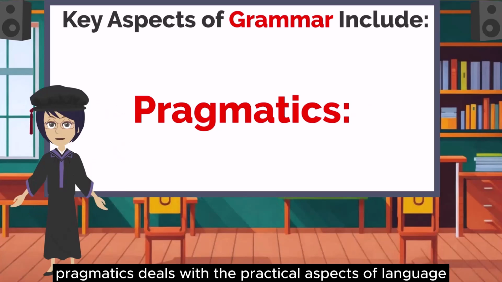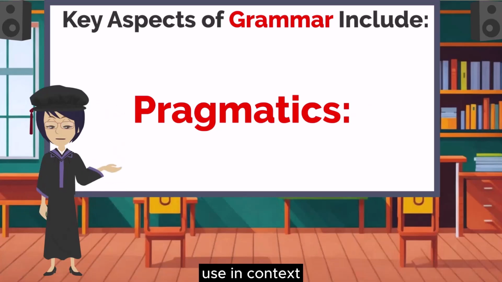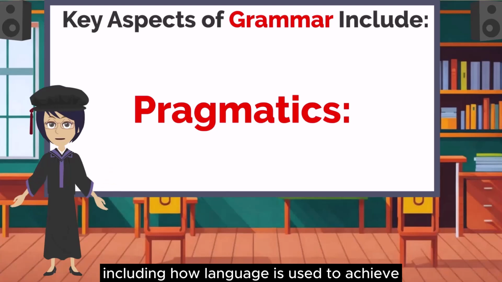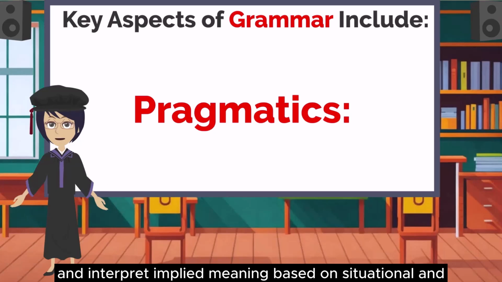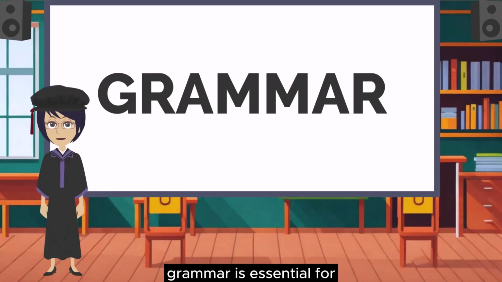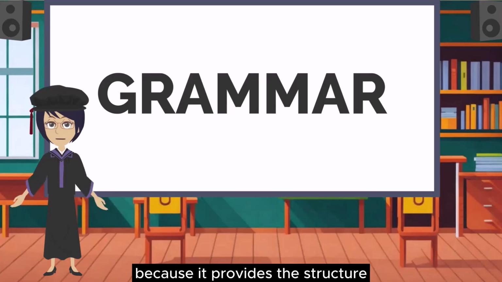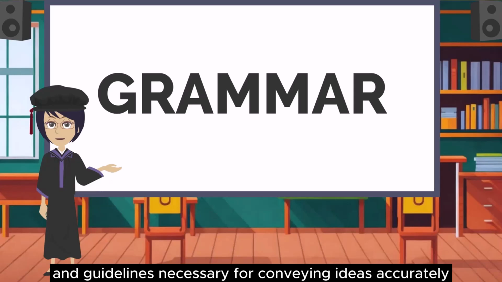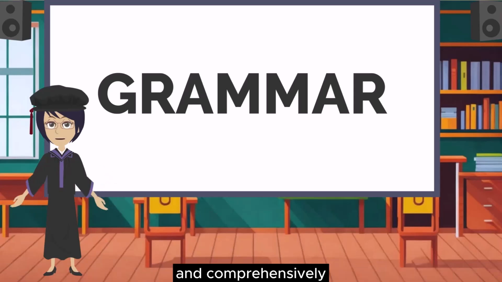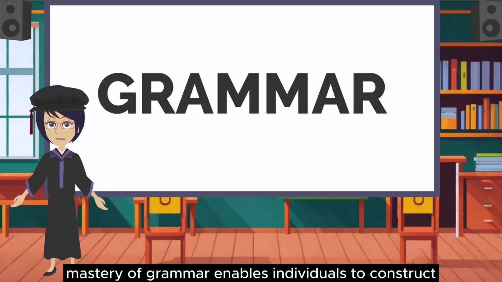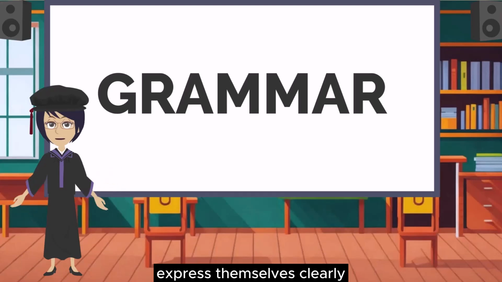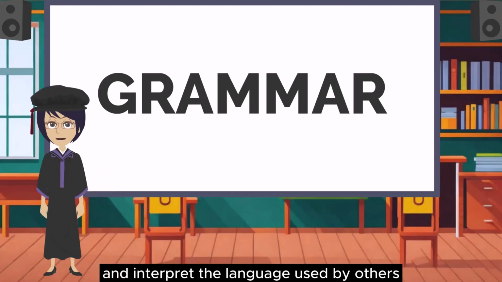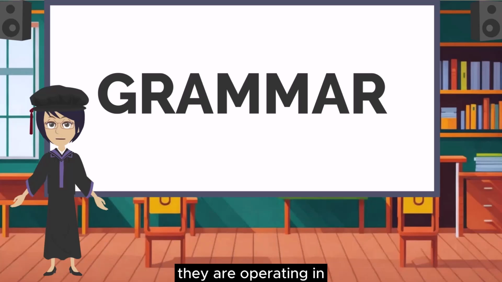Pragmatics. Pragmatics deals with the practical aspects of language use in context, including how language is used to achieve specific communicative goals, convey social meaning, and interpret implied meaning based on situational and cultural factors. Grammar is essential for effective communication because it provides the structure and guidelines necessary for conveying ideas accurately and comprehensively. Mastery of grammar enables individuals to construct grammatically correct sentences, express themselves clearly, and interpret the language used by others within the framework of the linguistic system they are operating in.